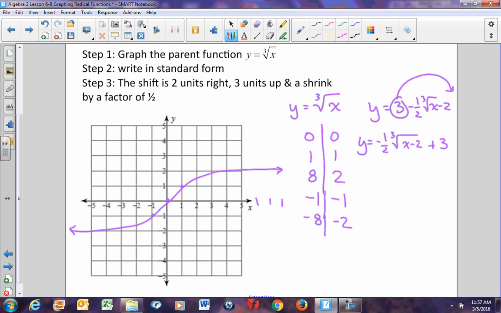Every point is going to basically be cut in half. So it's going to shrink. It's going to squeeze together a little bit. We're going to shift it to the right 2 units and up 3 units. If I took my original point, let's take this original point here, shift it right 2, 1, 2, and up 3, 1, 2, 3, but then we have to cut that in half, so it's going to be about there. And if we took this original point, the (1, 1), and shifted it right 2, 1, 2, up 3, 1, 2, 3, and then cut that in half, that's going to be about there. It's kind of weird.